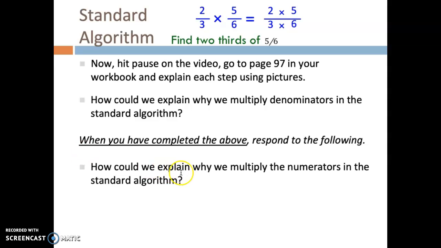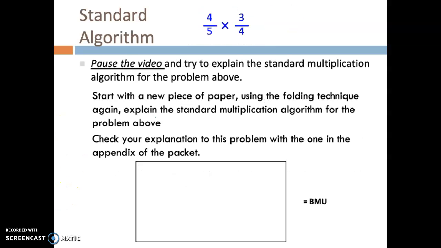We paused here. This was the last slide from part 1 of lesson 11. You were looking at the standard algorithm, 2/3 times 5/6, and we worked on folding the paper to illustrate this. Again, you're encouraged to pause the video or write this equation down. 4/5 times 3/4. You're going to take a new piece of paper. You're going to use the same folding technique again.